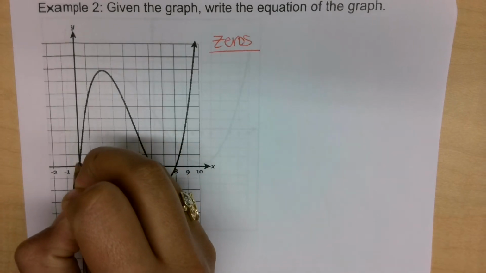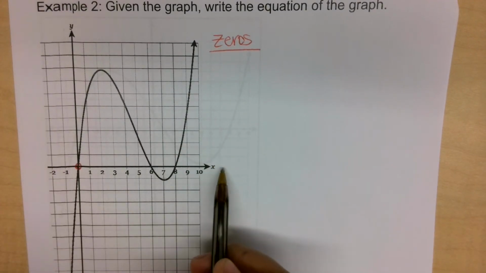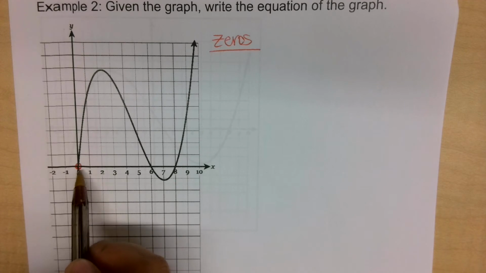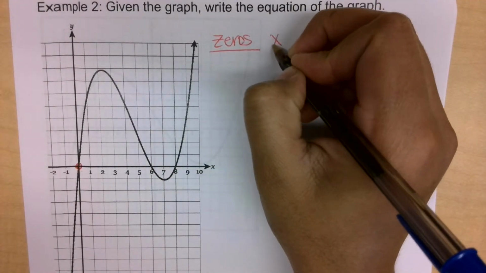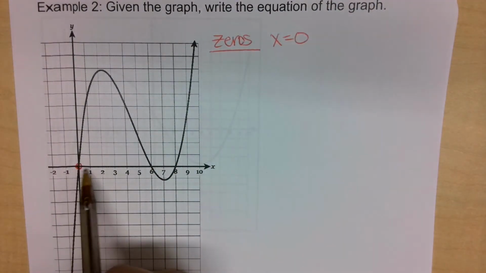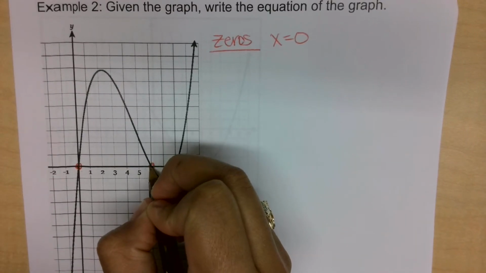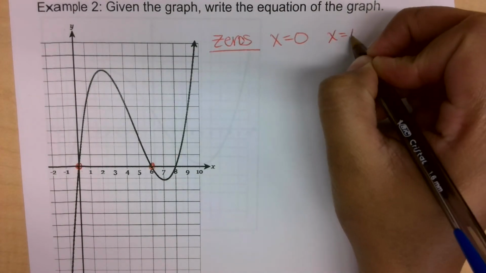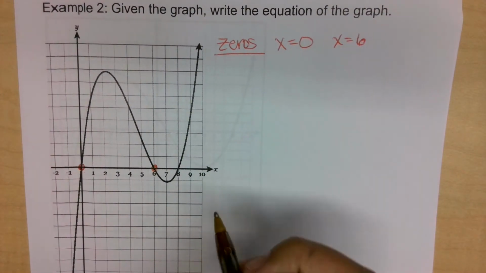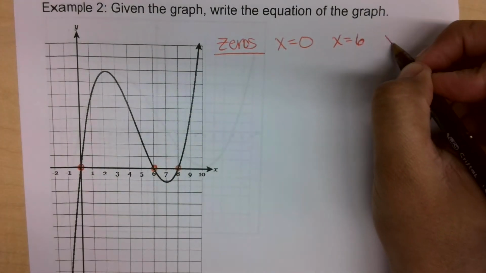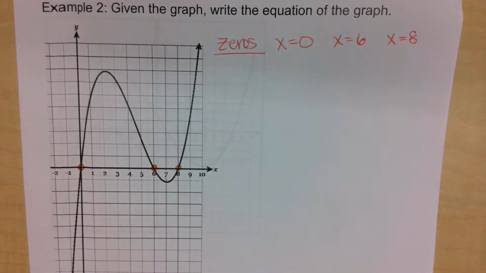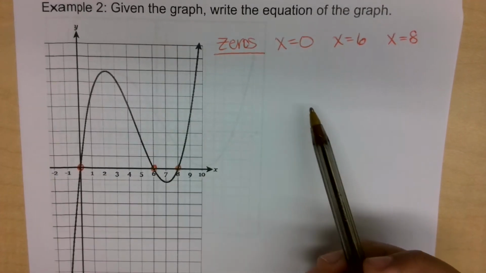So here, my first zero, where it crosses the x-axis, here's my x-axis, it crosses at 0, so my first zero is x equals 0. My second zero, where it crosses the x-axis, is 6, x equals 6. And my third zero is x equals 8. All right, so we have 3 zeros in this one.